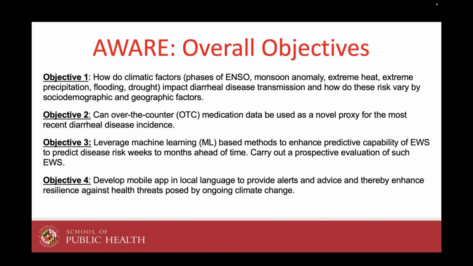The third objective is that we are trying to integrate AI to enhance the accuracy of these predictive models for our early warning system. In the last round, we relied primarily on statistical modeling, but in this case we are trying to leverage machine learning based models to make those predictions. Then we want to use that information to develop a mobile app so we can convey it to the local health department, Ministry of Health, and so forth across these different countries.